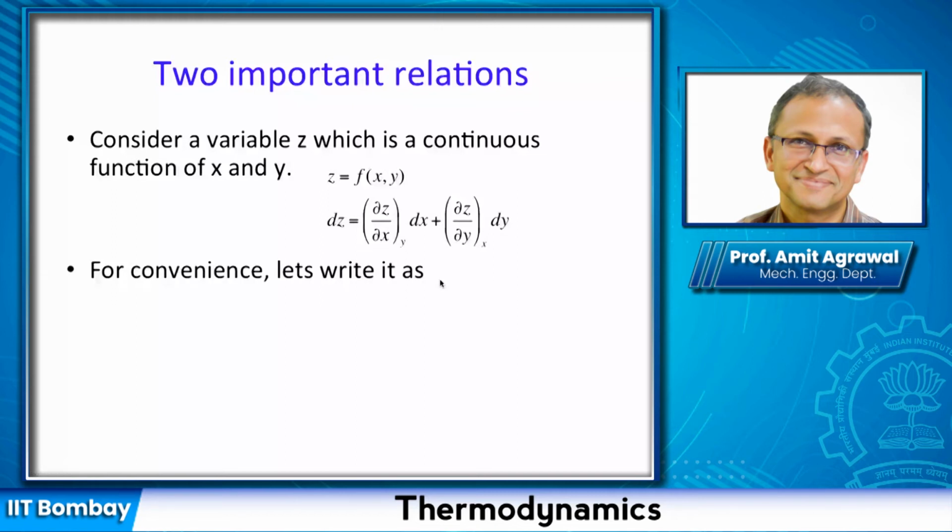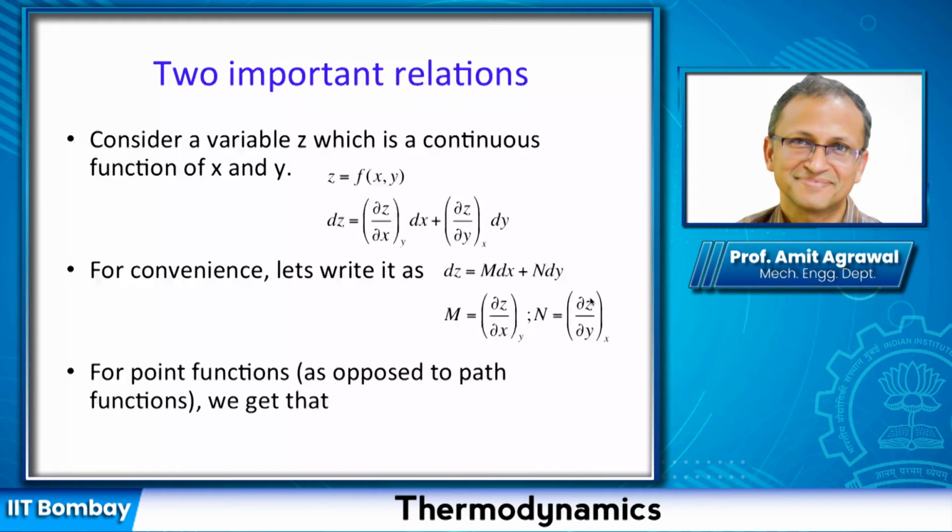Let us say that for convenience, I write it out as dz equals M dx plus N dy, where M is the derivative of z with respect to x at constant y, and N is the derivative of z with respect to y at constant x. By the way, I just keep on saying d for both partial as well as total derivatives, so just be mindful about that. I just have this bad habit of saying everything as d.